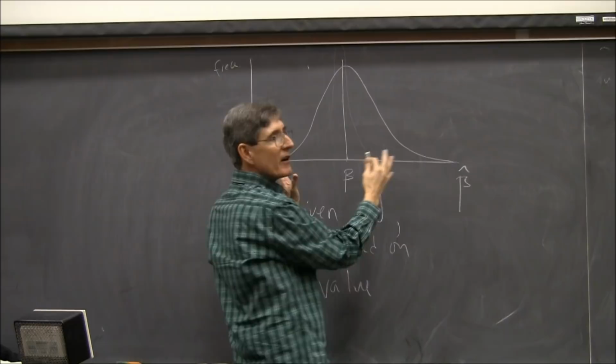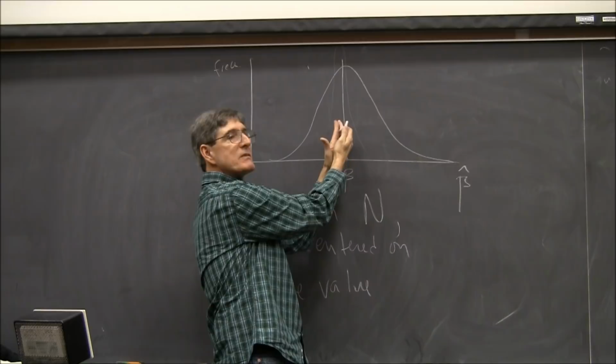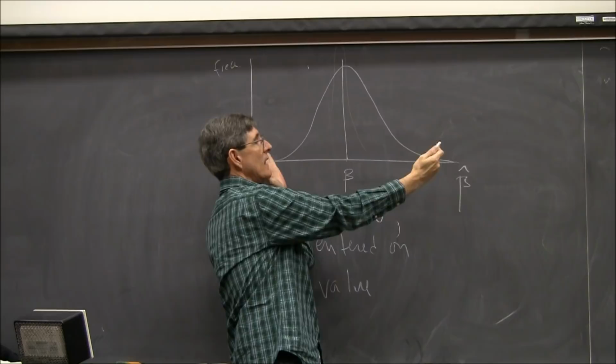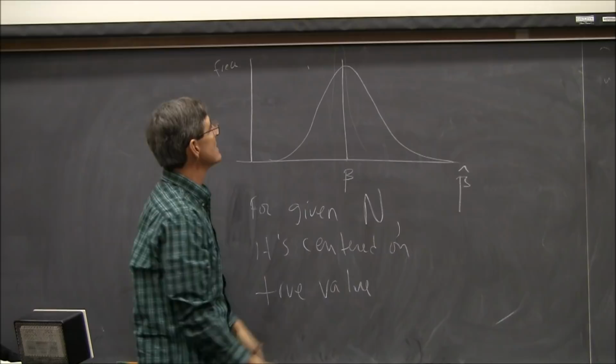And as n goes to infinity, you'll just collapse to the line. If you have an infinite amount of data, you'll get the truth. And so as we collect more and more data, the distribution gets tighter and tighter and tighter. But for a given n, it's what it is. And that's what we care about.